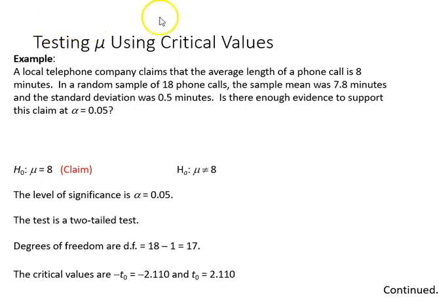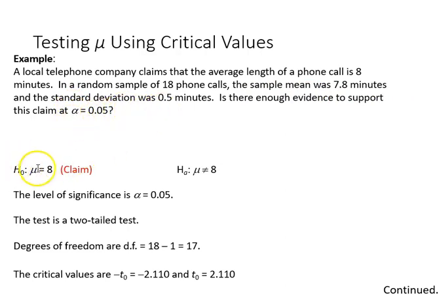So for testing the population mean using critical values, we have an example here of a local telephone company that claims the average length of a phone call is 8 minutes. If we have a random sample of 18 phone calls, which is a small sample under 30, with a sample mean of 7.8 and a standard deviation of 0.5 minutes, we need to know if there's enough evidence here to support the claim at the alpha equals 0.05 level.